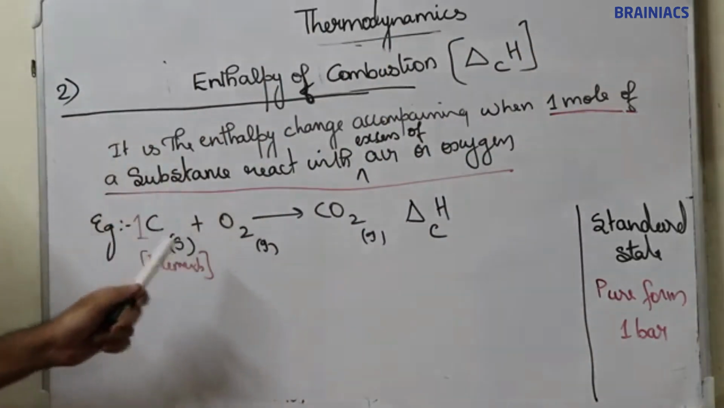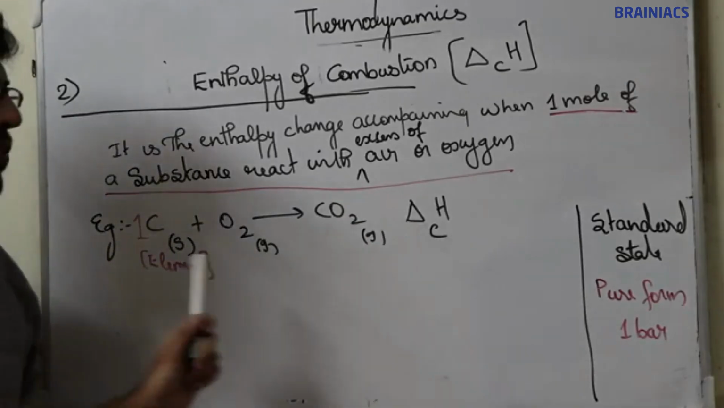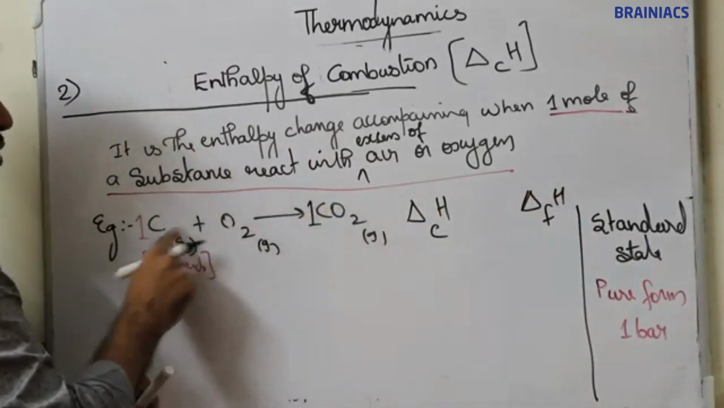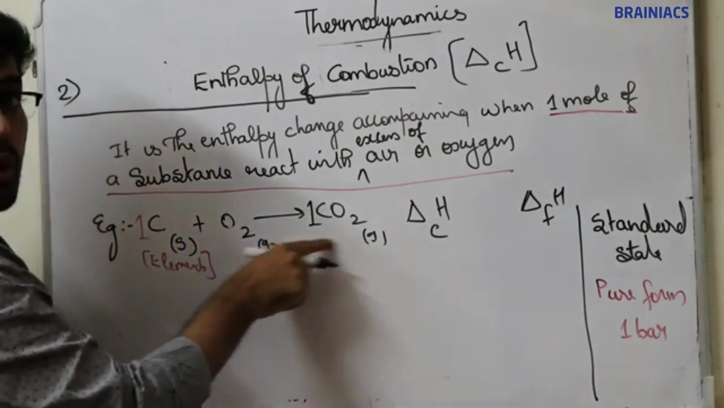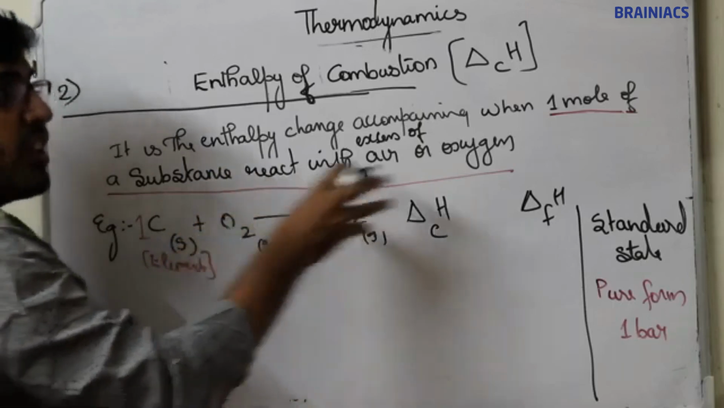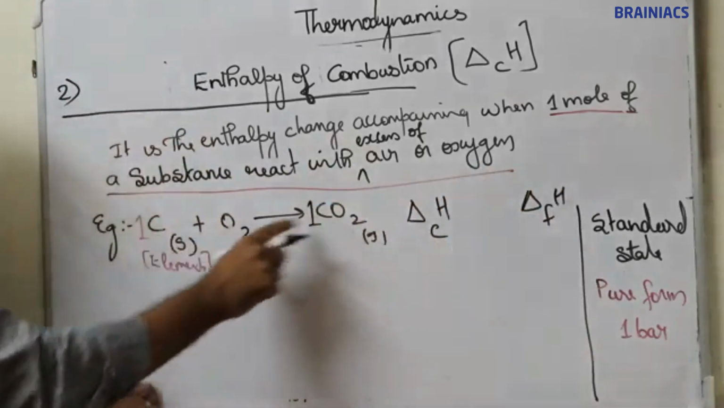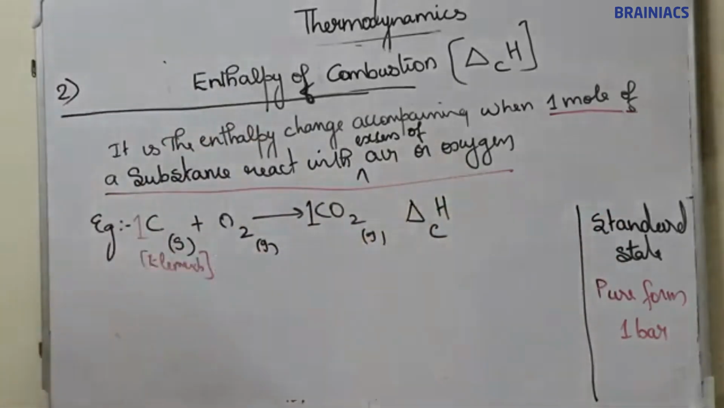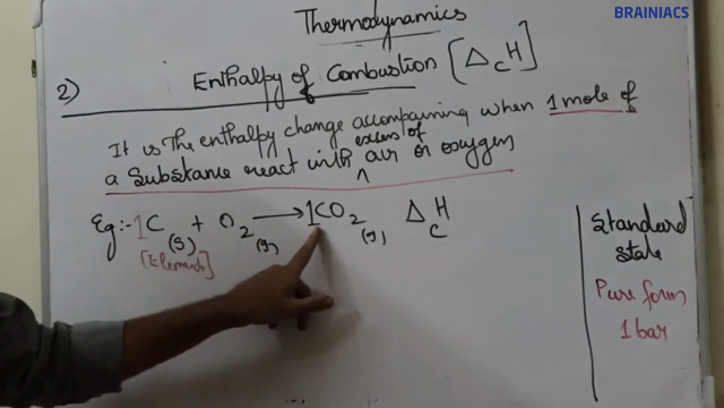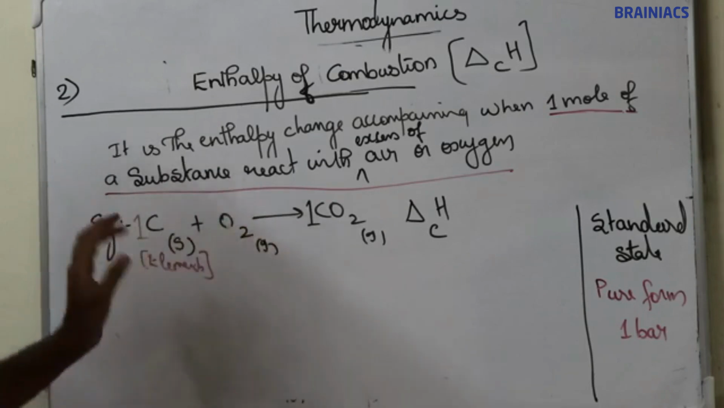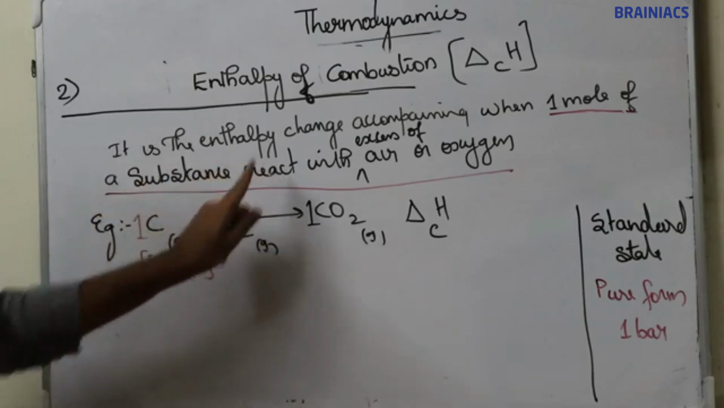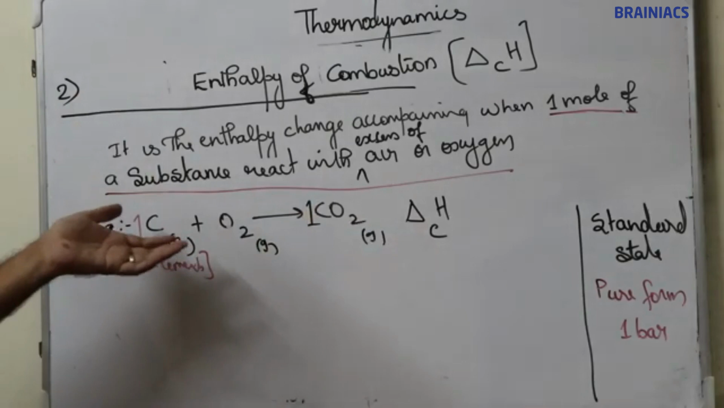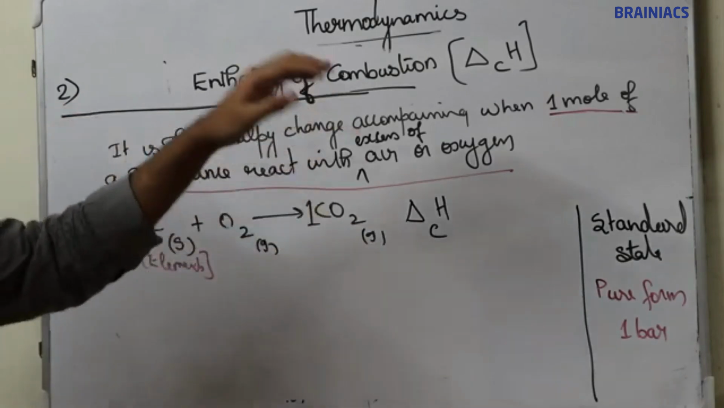Now, this one is an example for both enthalpy of combustion and enthalpy of formation, because here 1 mole product is formed from constituent element. So you can consider this reaction as formation reaction, or you can consider this reaction as combustion reaction. Okay, I think it's clear. So this reaction is an example for both formation reaction, because 1 mole of compound is formed from its constituent element, and combustion reaction because 1 mole substance reacts with excess of air or oxygen to form corresponding product.